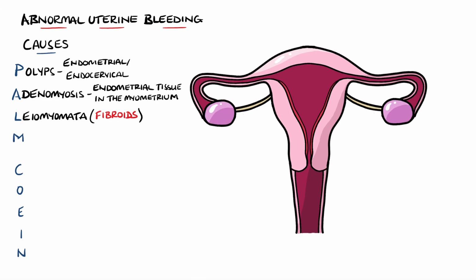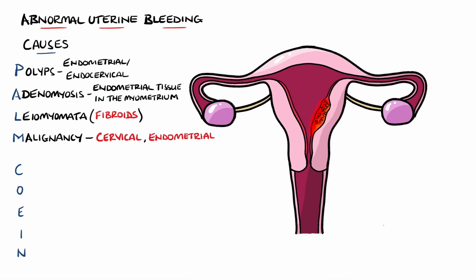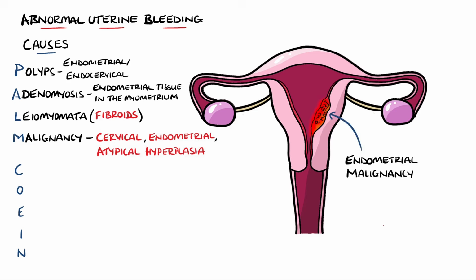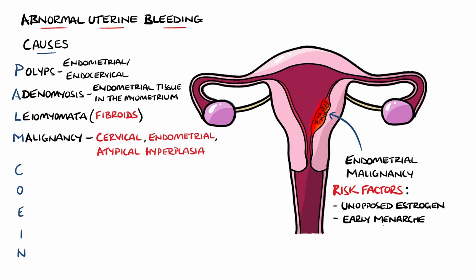We then have M, which is to remember malignancy. Intermenstrual bleeding can be caused by cervical cancer, while endometrial cancer and atypical hyperplasia can also present as abnormal uterine bleeding. Risk factors generally include unopposed estrogen, early menarche, nulliparity, failure to ovulate, and tamoxifen therapy.